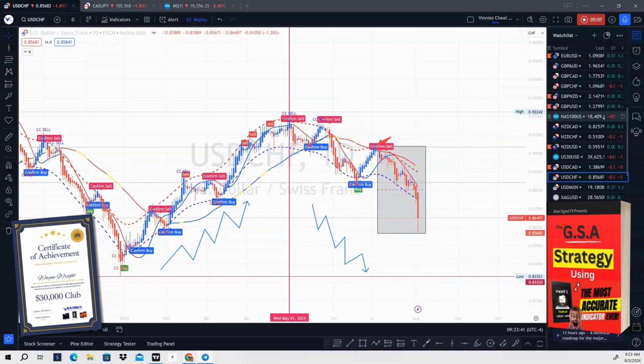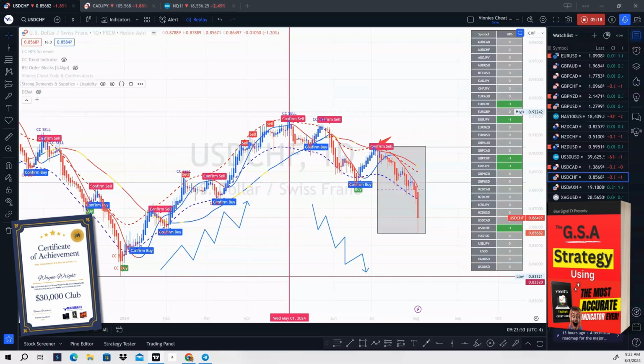So let's go to a different pair. Majority of the time, I'm going to look for trades on the scanner. I haven't put the scanner up yet. Let me go ahead and put it up for you guys. So this is a scanner, right?